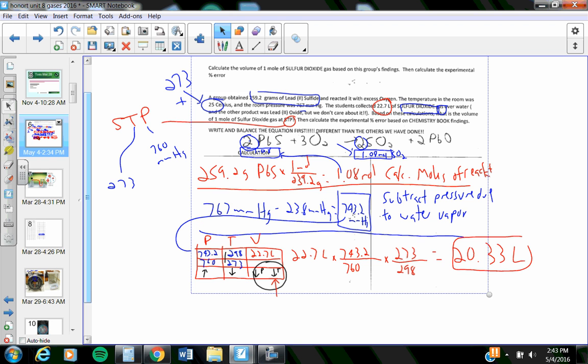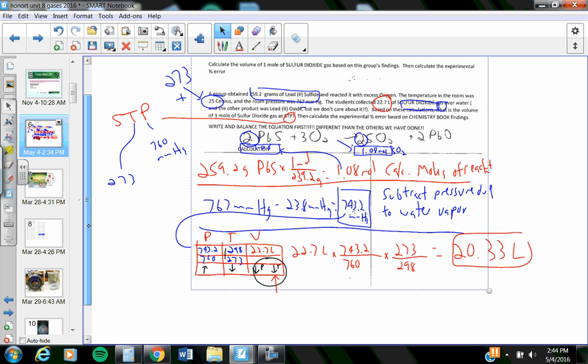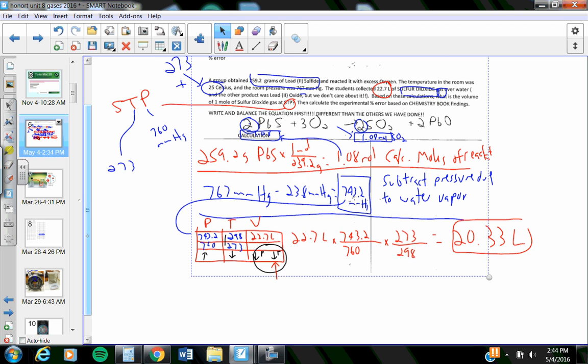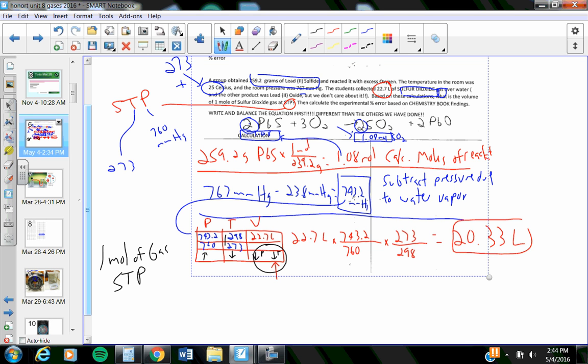What's it supposed to be? Well, we don't know. What we do know is that 1 mole of gas at STP is 22.4 liters. So if we had exactly 1 mole, we could compare 22.4 to this number. Did we have 1 mole? Nope. We have 1.08 moles, or at least that's what we should have.